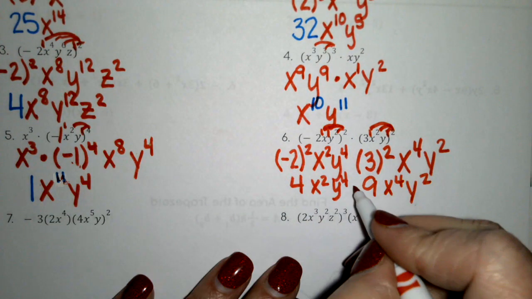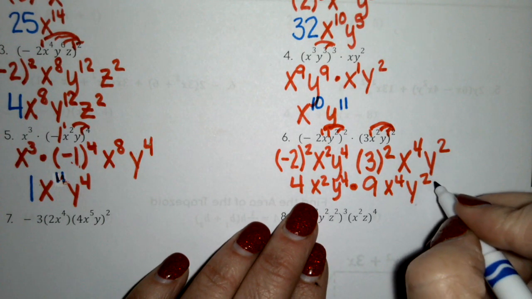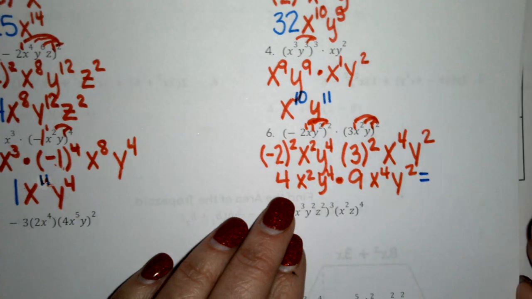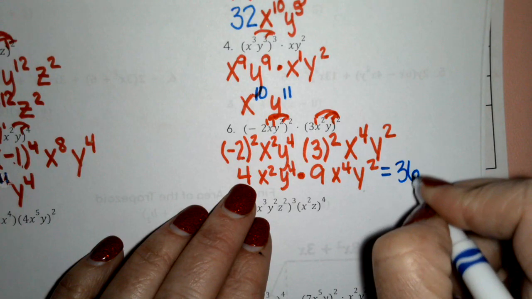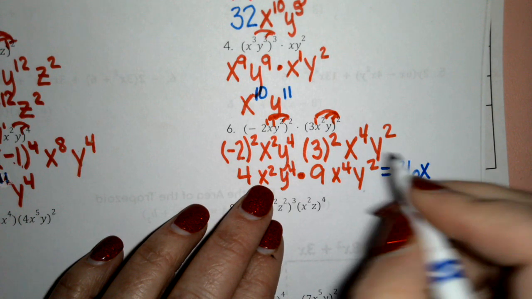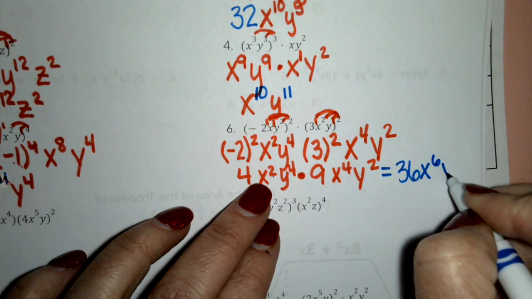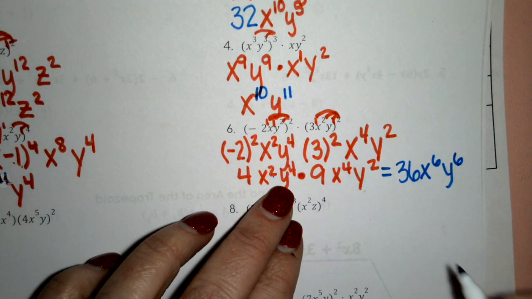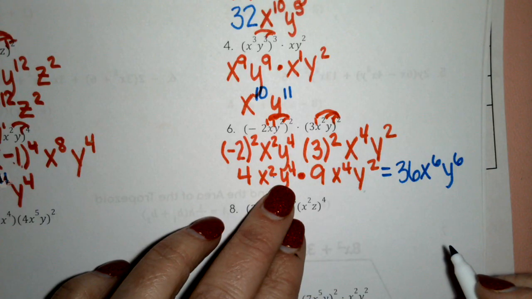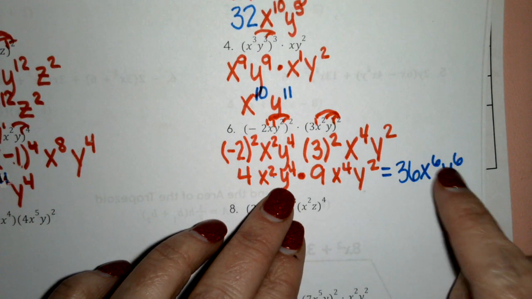But these are all multiplied together. So you have to go ahead and simplify it this way. I ran out of room, so I'm going to go to the side. 4 times 9 is 36. Then you're going to add your exponents. 2 plus 4 is 6. Y, 4 plus 2 is 6. So my final answer is 36 x to the 6th, y to the 6th.